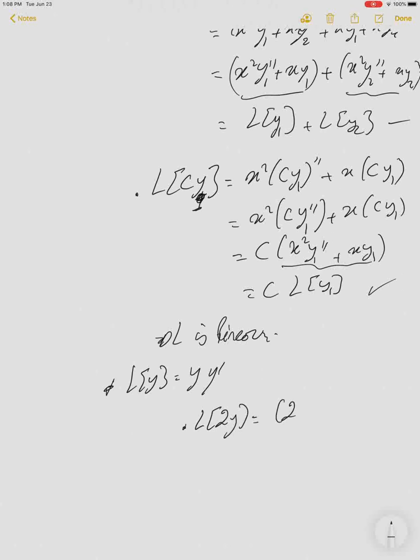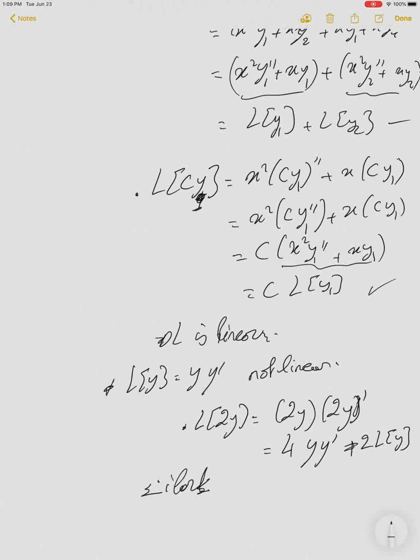And similarly, L of y equal y squared is not linear for the same reason as above. Okay?